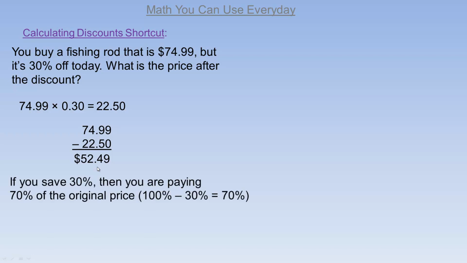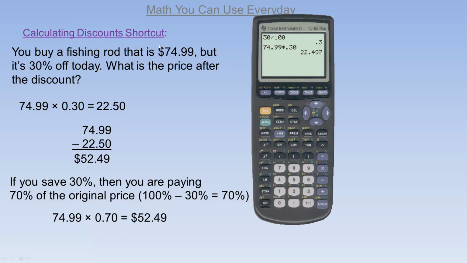Now, if you save 30% on something, then you're still paying 70% of the original price. And where I get the 70 from is if you take 100% and subtract 30% from it, you get 70%. So you're saving 30% and you're still paying 70% of the original price. So if we were to find 70% of this, it will give us the $52.49 in one calculation. So to find 70% of $74.99, that's the calculation. And so I'll demonstrate that.